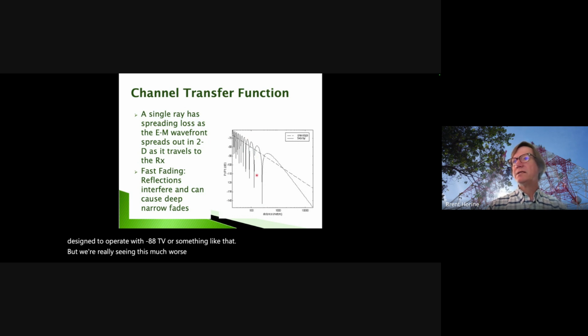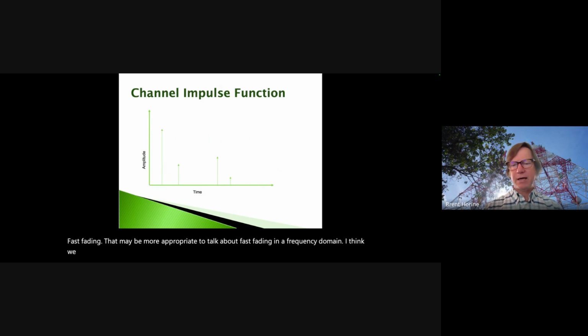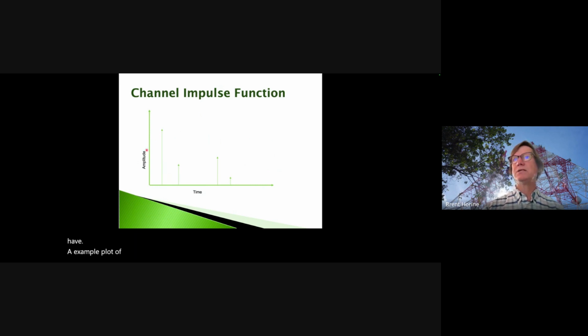response. So when we have structure like this, these are deep fades, and they're very narrow, fortunately. So we just need to move a little bit and we'll get our strong signal back. But you can be really unlucky. And so when we have structure like this, we call this fast fading. It's maybe more appropriate to talk about fast fading in the frequency domain. I think we have an example plot of that in a few slides.